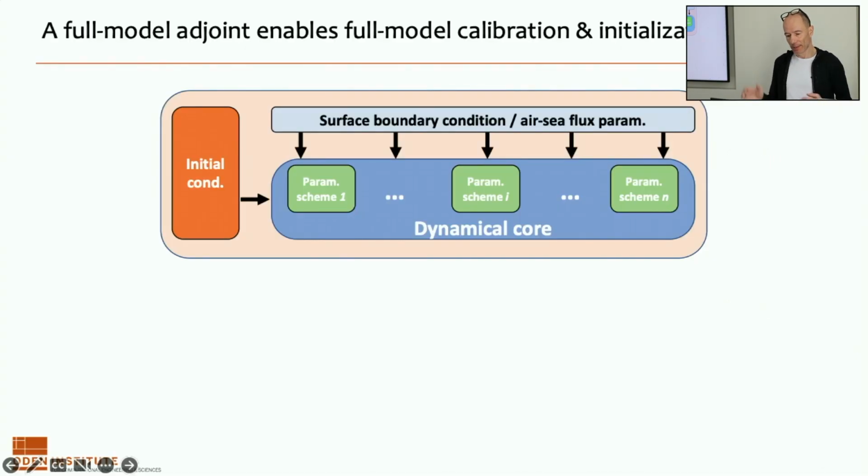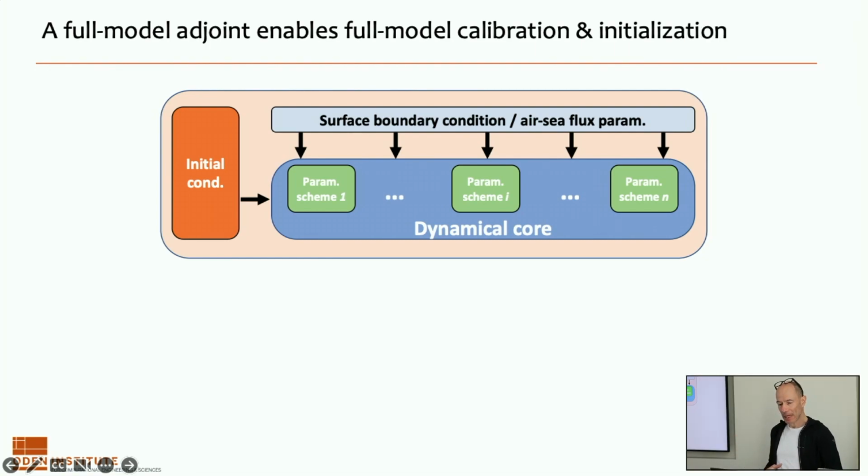Now, if we think about how an ocean model works, it has in blue a dynamical core. It has a number of what we call parameterization schemes to, for example, parameterize subgrid scale processes that we're not very well resolving. So those have uncertain parameters. We have the initial conditions that are uncertain. We have the surface boundary conditions, what the atmosphere is doing, that are uncertain, but they're crucial. They're really driving ocean circulation.